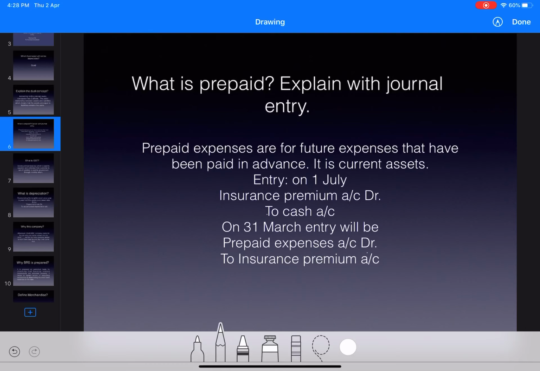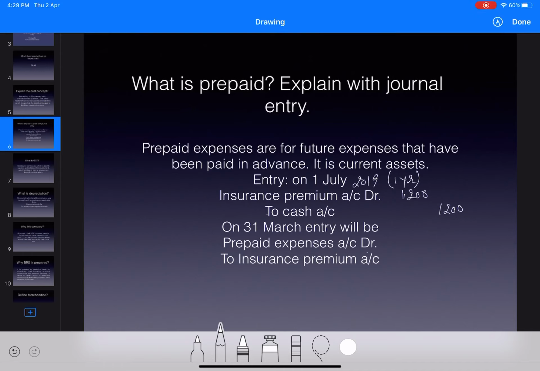Insurance premium account, insurance premium. Suppose on 1st July 2019 my insurance premium was due. I paid the insurance premium for the whole year, that is rupees 1200. So I paid the full amount.